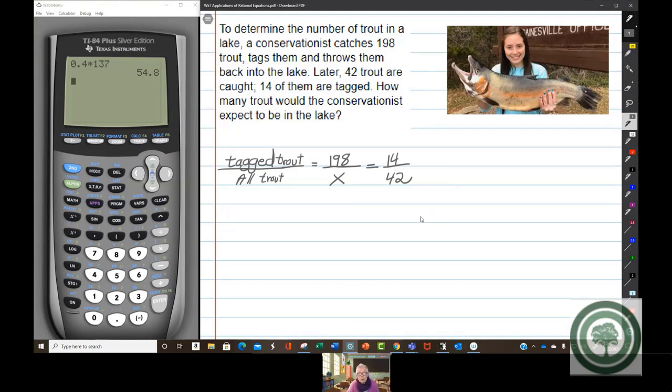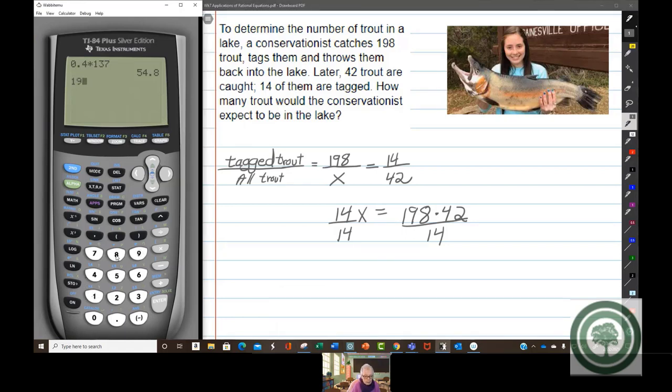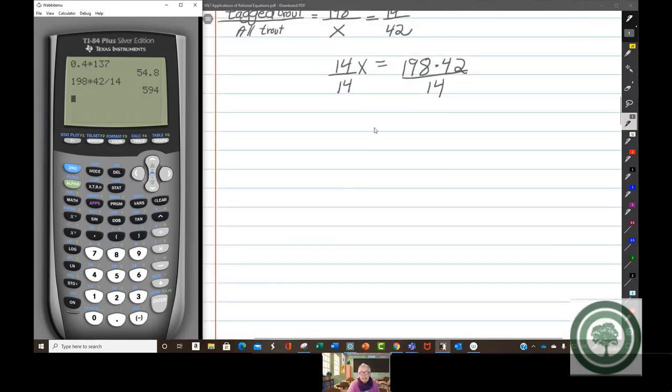All right, so again, all I'm going to do is cross multiply. 14 times X equals 198 times 42. And really, I don't even need to bother to multiply those yet. I'm going to go ahead and divide by 14 so I can do it all in one step. So that's going to be 198 times 42 divided by 14. 594. Now, frankly, I would want to round it to 600, wouldn't you? But 594 is going to be our answer.